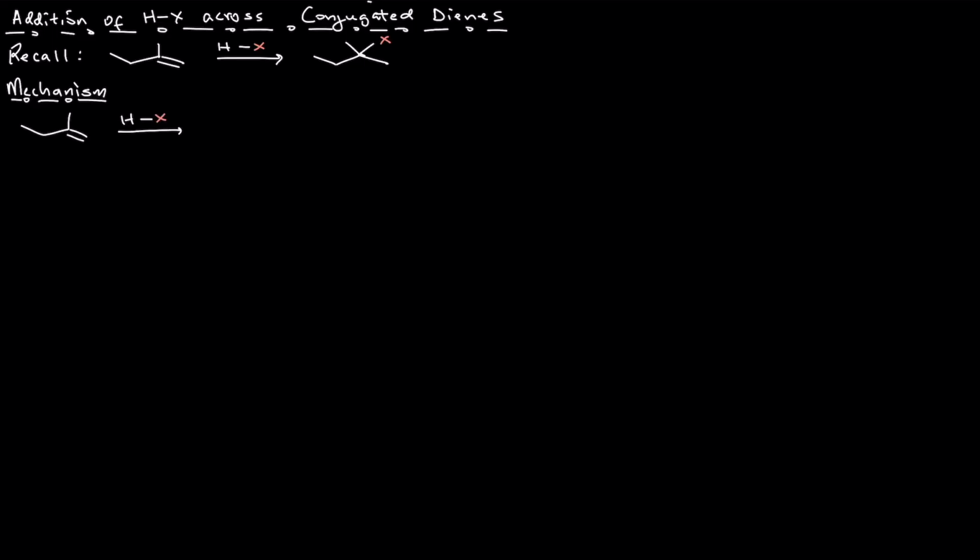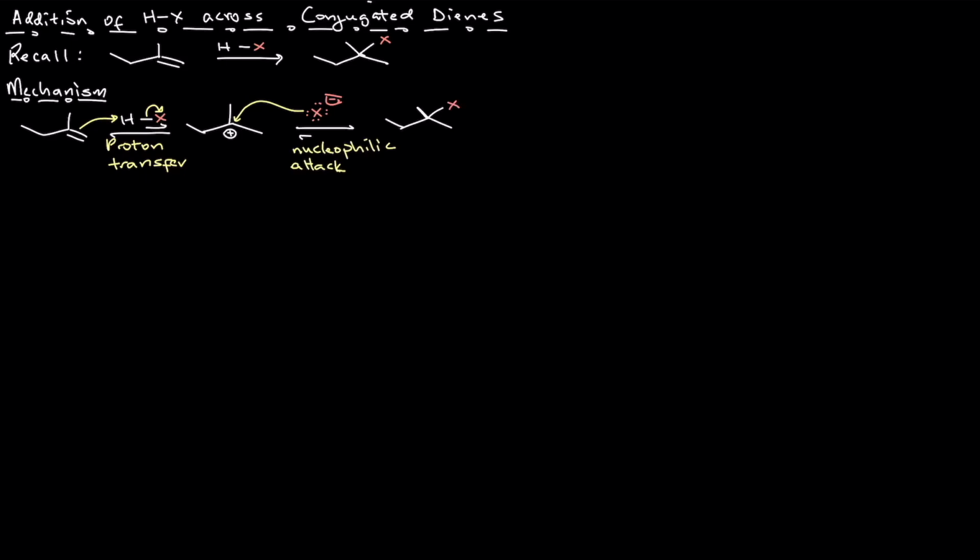And the mechanism proceeds through an initial proton transfer to form a carbocation. In this case, your tertiary carbocation is preferentially formed. And then the leaving group halide can nucleophilically attack that carbocation to form your alkyl halide. And it's that first initial step, the proton transfer step, that is both rate determining, but also determines and controls the regiochemical outcomes of the reaction.